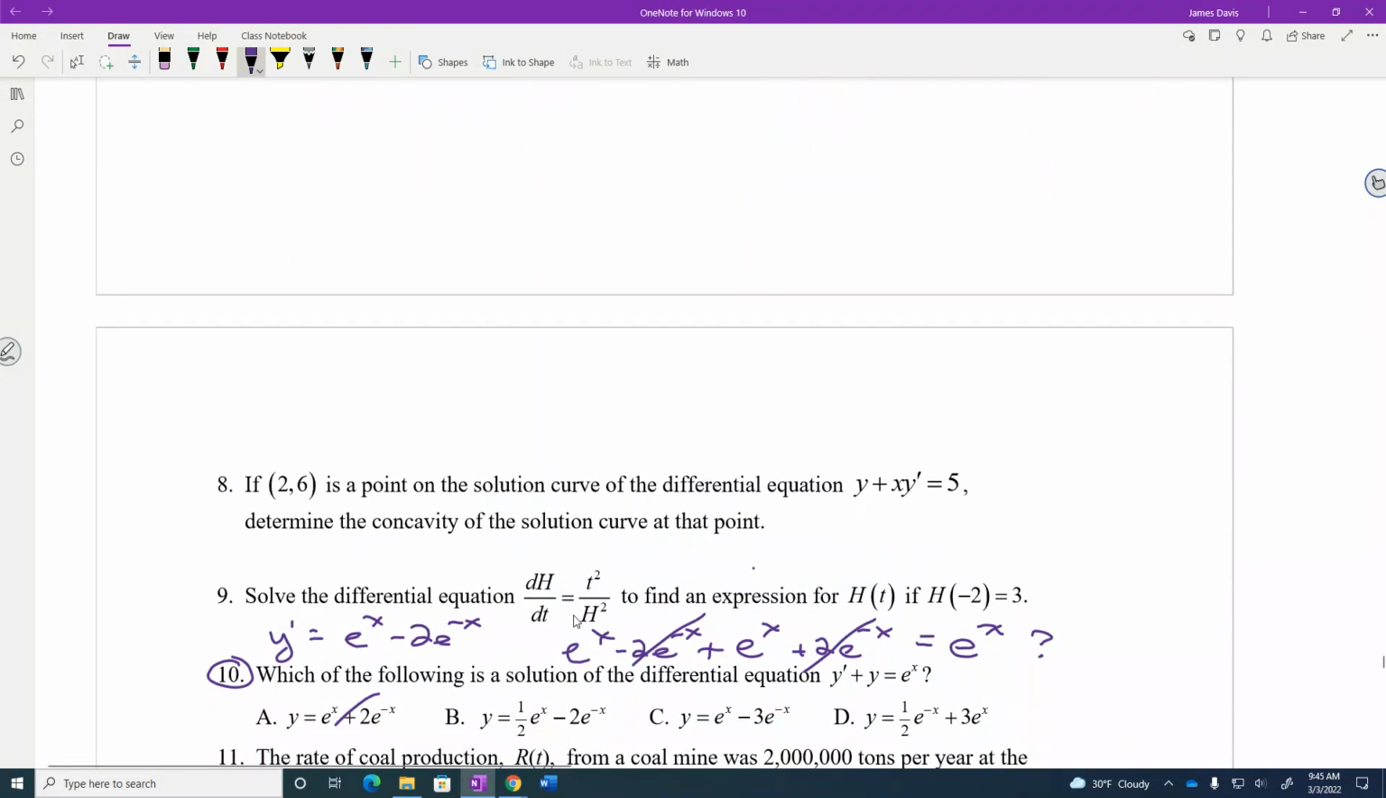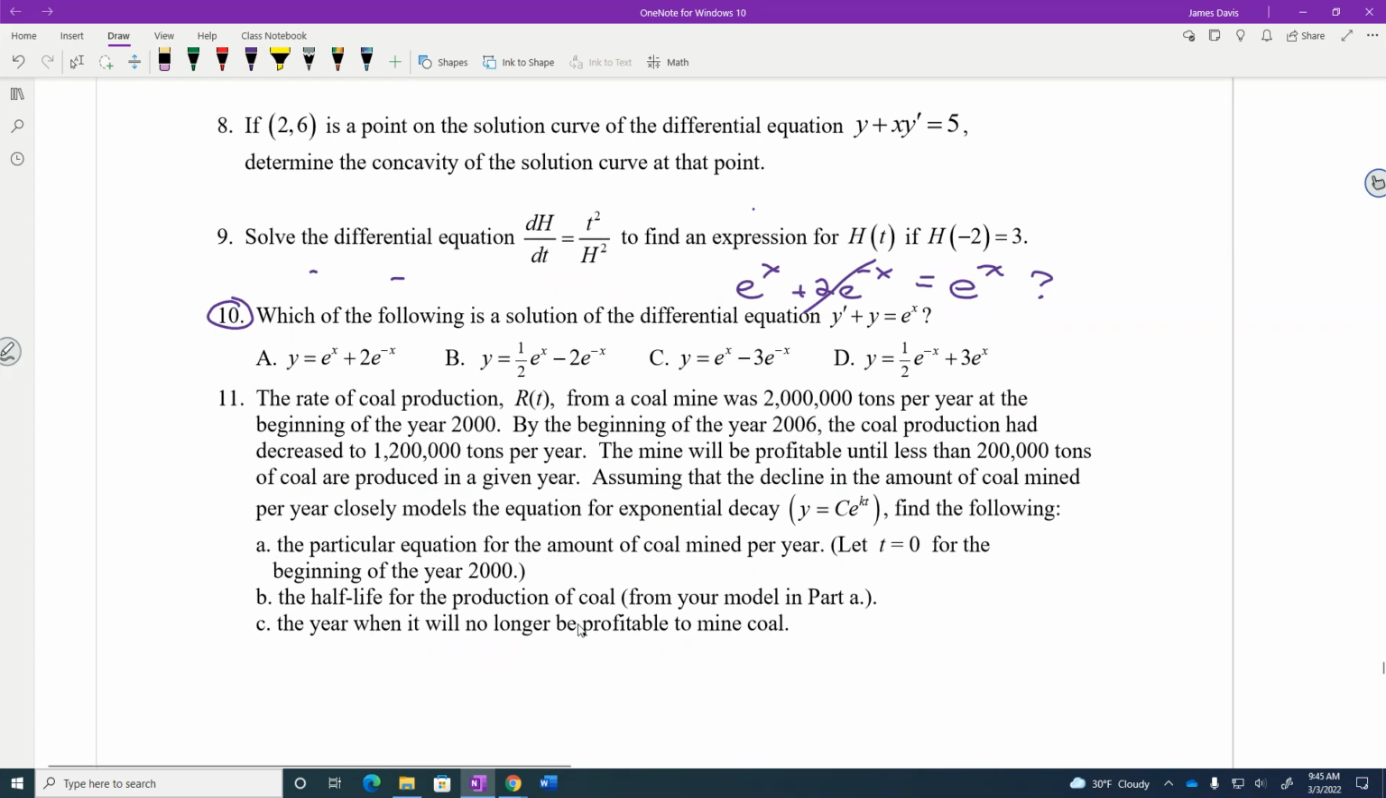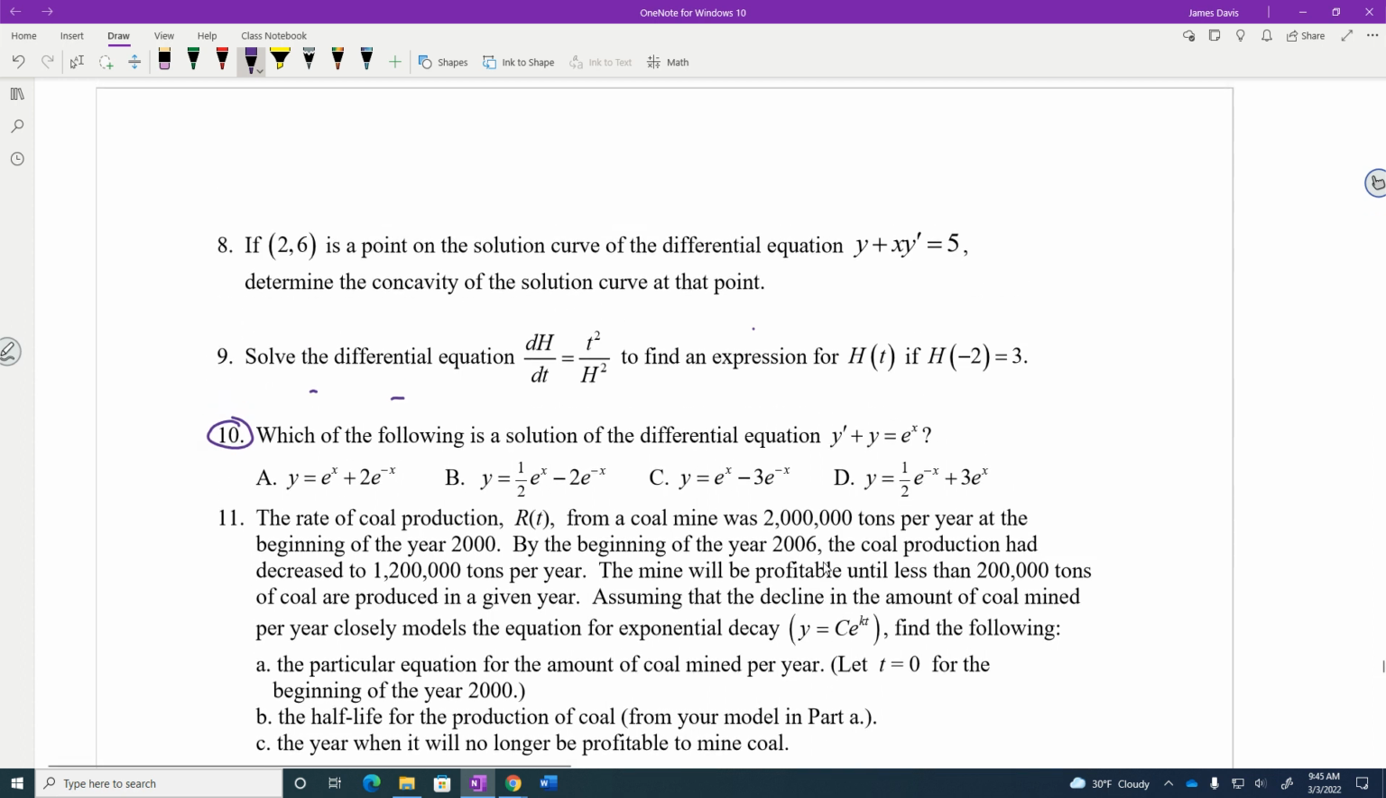So we'll start in at number 8. The reason that I skipped it is because it looked a little different, a little bit challenging. We haven't talked about concavity for a while, so it just kind of throws that in the middle of a review for other stuff. It says if the point 2,6 is a point on the solution curve of the differential equation there, determine the concavity of the solution curve at that point. So what do you think of when you think of concavity? Second derivative? Yeah, second derivative. So if we're going to figure out something with concavity, we need a second derivative.